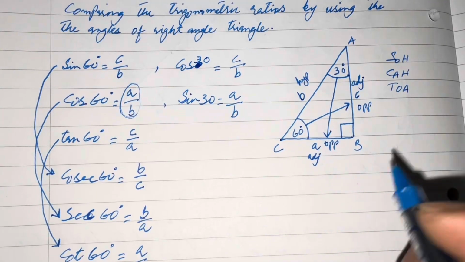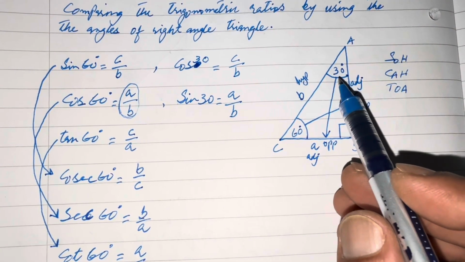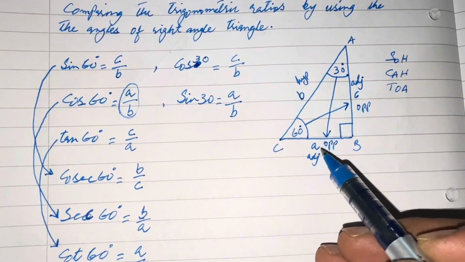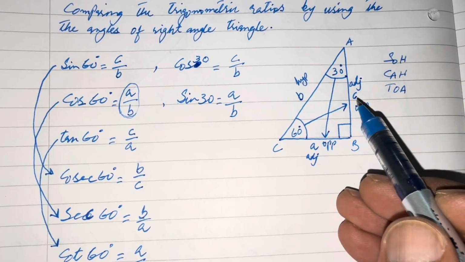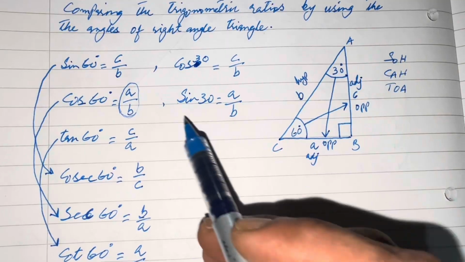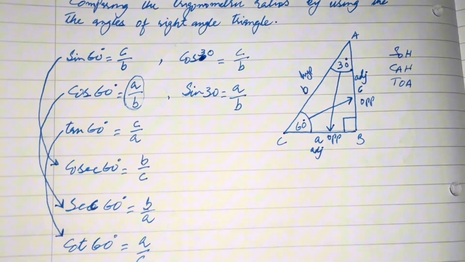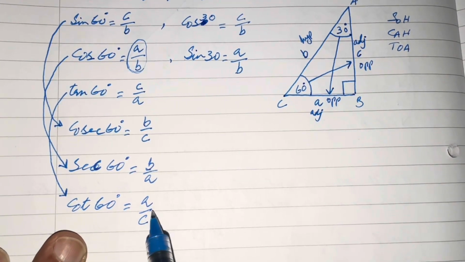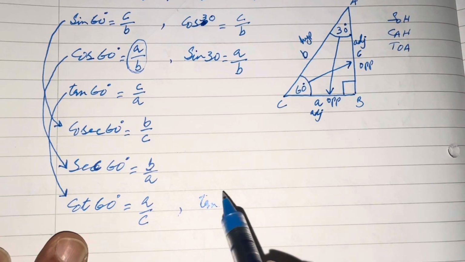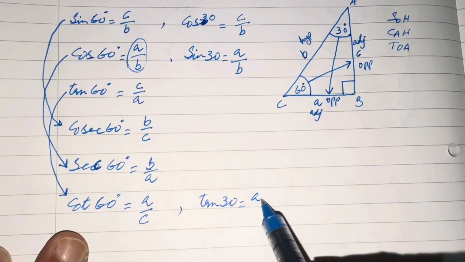Now the third ratio, tangent. I'm going to find the tangent with respect to angle 30. Tangent always equals opposite over adjacent. So opposite is A and adjacent is C. So tangent 30 will be equal to A over C. Let's find where's the A over C. That's the last one, A over C. So I'm going to write down tangent 30 is equal to A over C.